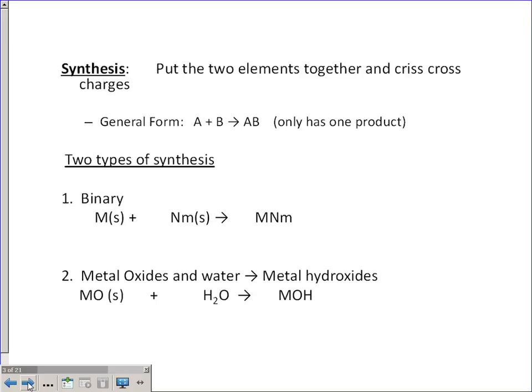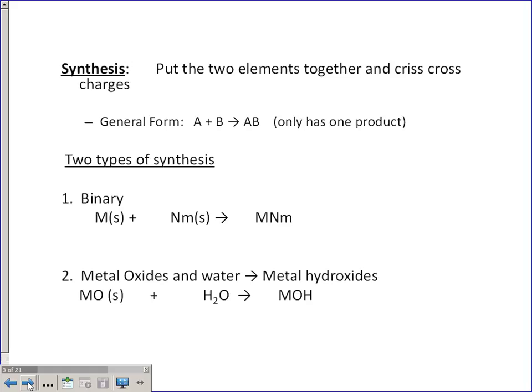So the first type of reaction we're going to talk about is synthesis. Synthesis is a type of reaction where I put two elements together. So I have A and B, and that yields AB. Remember that when I'm putting two elements together, especially in a binary synthesis reaction, I have to crisscross the charges. So that idea of charges based on the periodic table, +1, +2, +3, plus or minus 4, -3, -2, -1, is going to repeat itself in this unit.